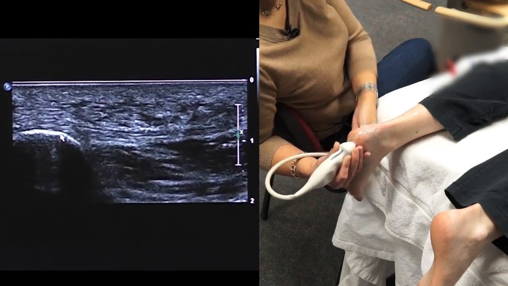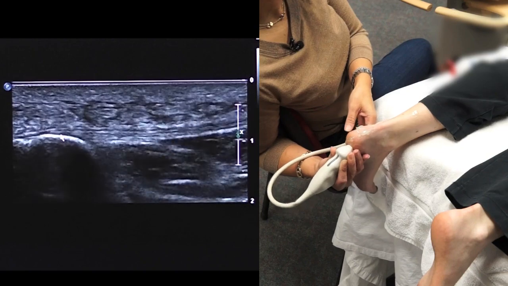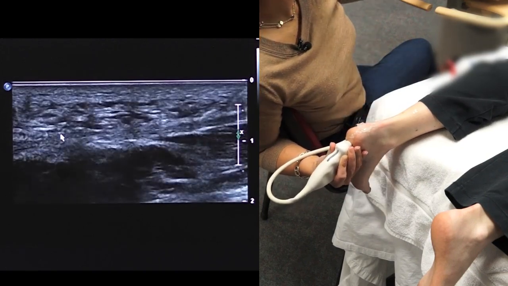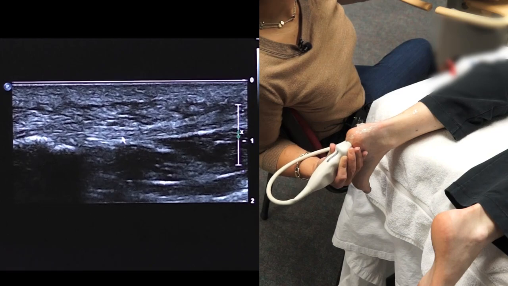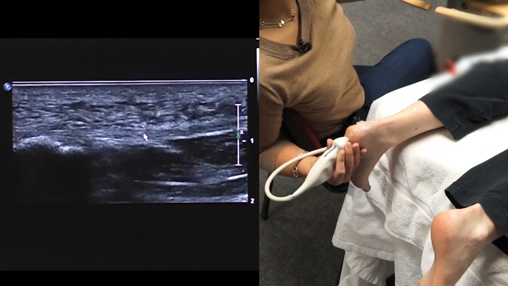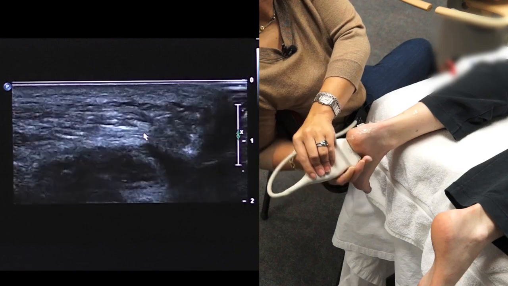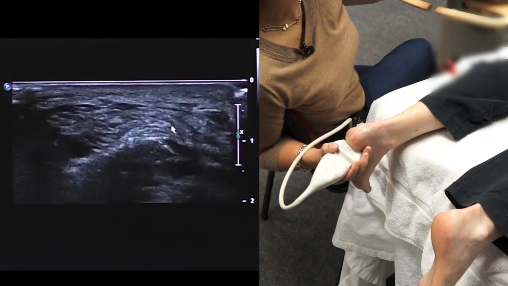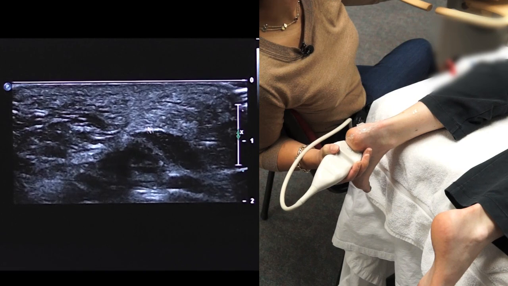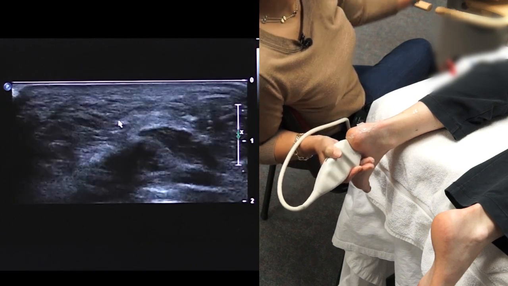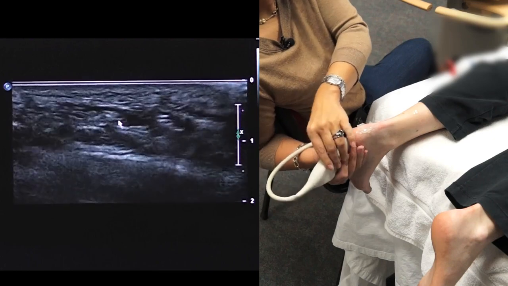You can have the patient dorsiflex to straighten out the plantar fascia. Okay? And again, you want to image this in long axis. You can also appreciate in short axis that this is a wide structure. And so if you are imaging on the wrong portion of the plantar fascia, you may miss pathology.